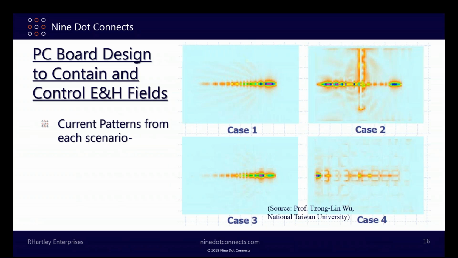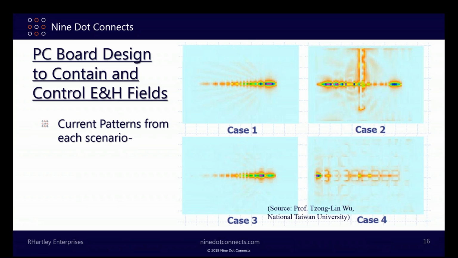Look at case 2. OMG. This is ridiculous. Rule number 1 in circuit board design: you never, ever route across a split ground plane, period.